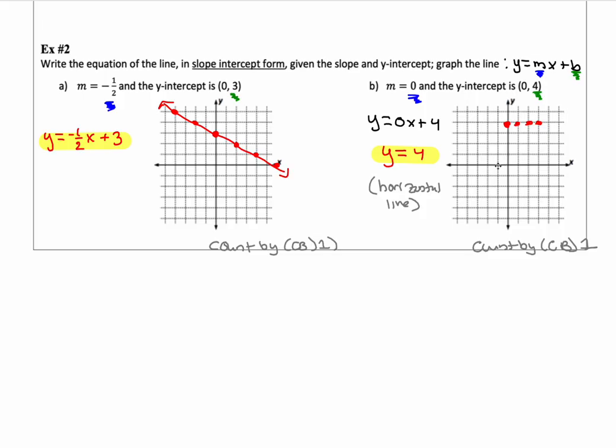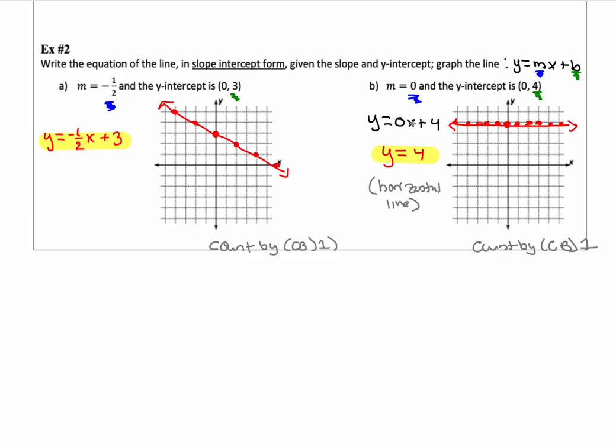I can also do (-1, 4), (-2, 4). All of these have the y value of 4. That means that I can have all of these points and they form that horizontal line. So I can connect these and put arrows on the ends. And that is the graph of y equals 4, or y equals 0x plus 4.